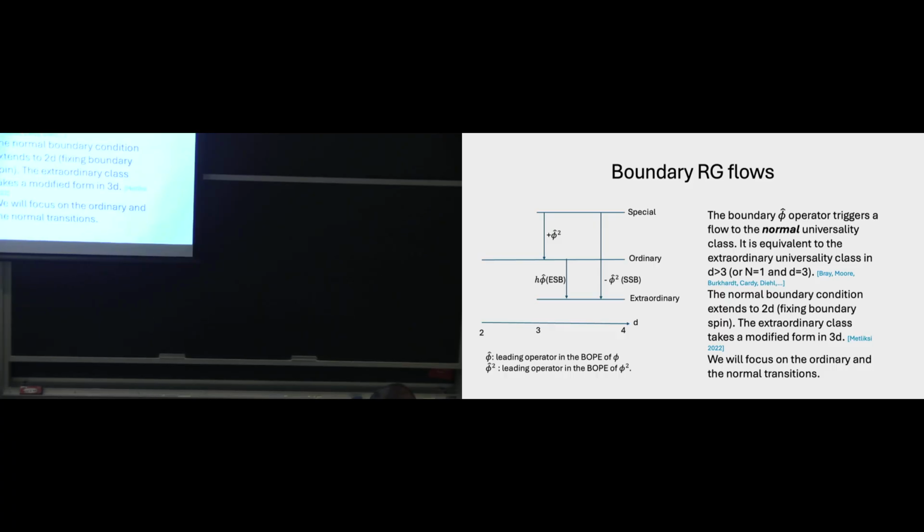But the extraordinary class takes a modified form in 3D. This is work initiated by Max Metlitski, and there has been a lot of progress in this direction. But for this work, I will focus on the ordinary and the normal transitions. So everything continues from 4D to 2D. And we'll explain why I wanted to continue to 2D.